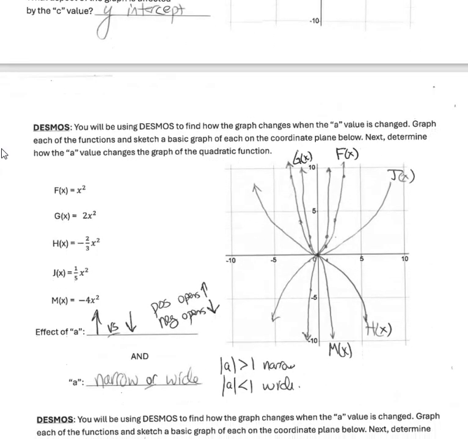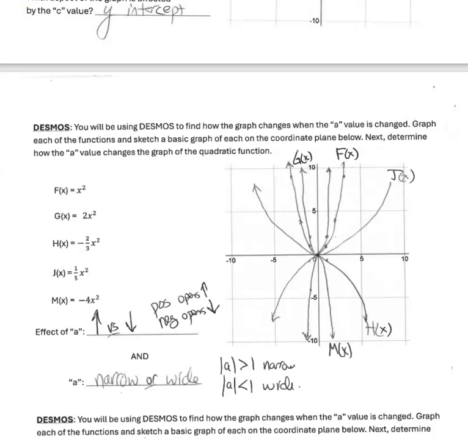The next thing we looked at was changing the a value. It changed it from either being positive to negative and also changed the value of it, either making it larger than 1, the absolute value of it, or between 0 and 1. What we found was that if it was positive, then it was going to be opening upwards, and if it is negative, it is going to be opening downwards.